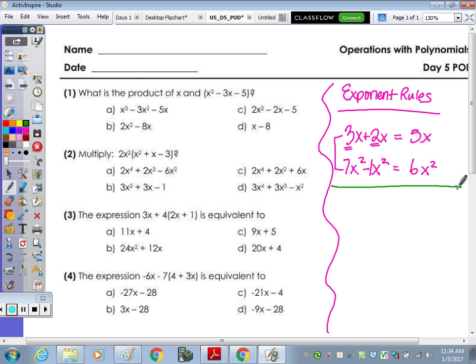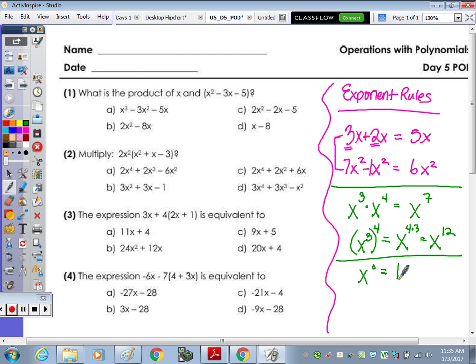And then we move to multiplication. So if I do x cubed times x to the fourth, that would be x to the seventh. We add the exponents. And then power to power rule, if I had x cubed to the fourth, that would be x to the 4 times 3, which is x to the 12th. We had the zero exponent rule. Anything to the zero power is 1. And then the negative exponent rule. So x to the negative 3 would be 1 over x to the 3rd. So that's a review of all of our exponent rules, days 1 through 4.